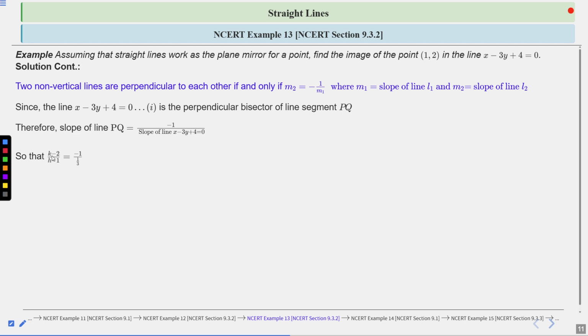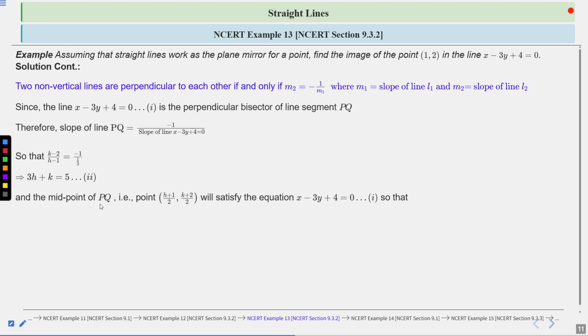So that k minus 2 divided by h minus 1 is equal to -1 over 1 by 3. We obtain this equation by using the slope of the line PQ equal to -1 over the slope of the line x minus 3y plus 4 equal to 0. Now if we simplify this, then you will obtain the equation 3h plus k equal to 5. So this equation we obtain, naming this equation number 2.